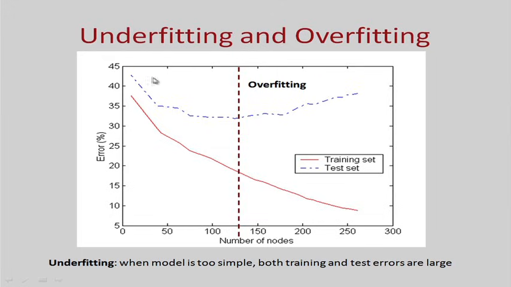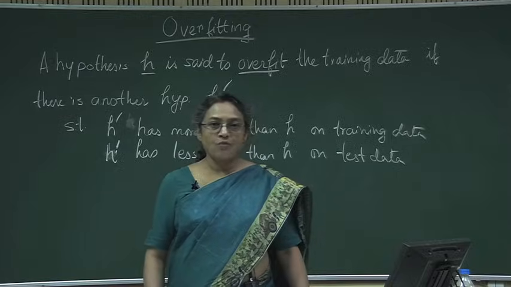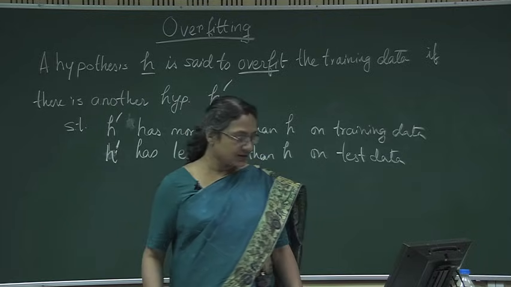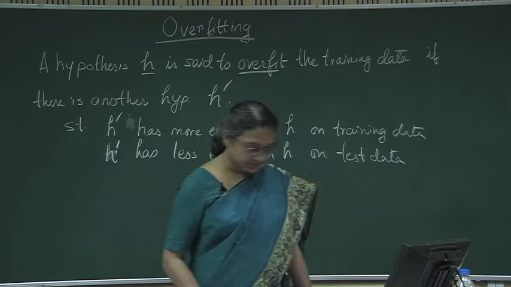In the region where the tree is not big enough, we say there is underfitting. In this region on the left there is underfitting, in the middle there is a good fit, and on the right of this dashed line we say overfitting has occurred. So underfitting occurs when the model is too simple, and overfitting occurs when the model is too complex.